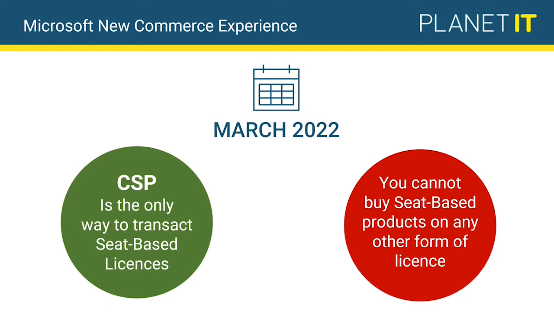For example, you cannot buy Microsoft 365 Business Standard, Business Premium, E3 or E5 licensing without a CSP agreement in place, as these licenses are seat-based. This means you will no longer be able to get per seat licenses on any other type of agreement outside of enterprise agreements. These also have dramatic changes coming, which I will touch on in a few minutes.